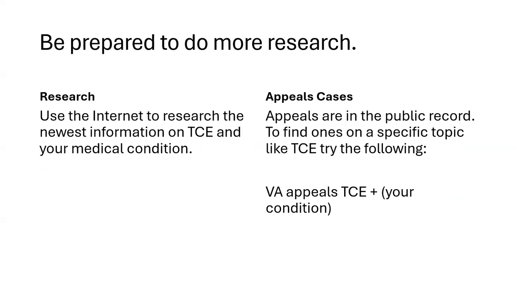So if you think you have a case, use the internet because you want the newest information on TCE and your medical condition. The appeals cases are in public record. And to find one specific to your situation, put in VA appeals, TCE, and your condition, and cases will pop up. Obviously, you want to use the ones that were successful.